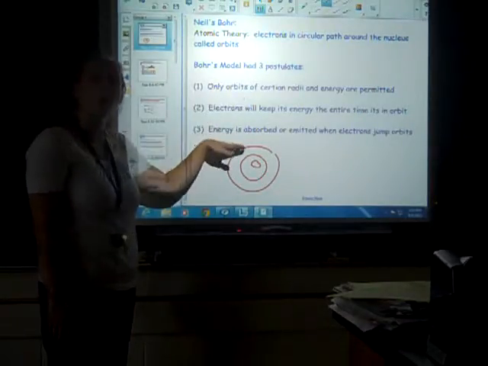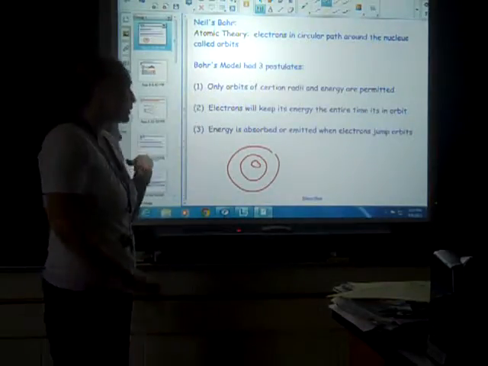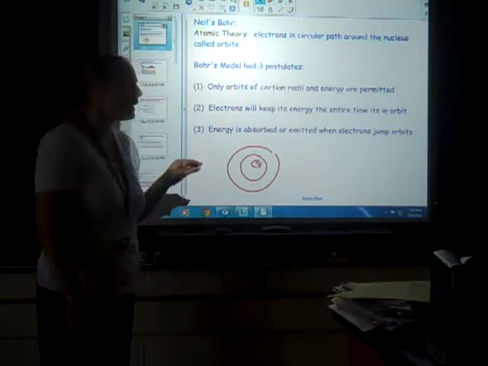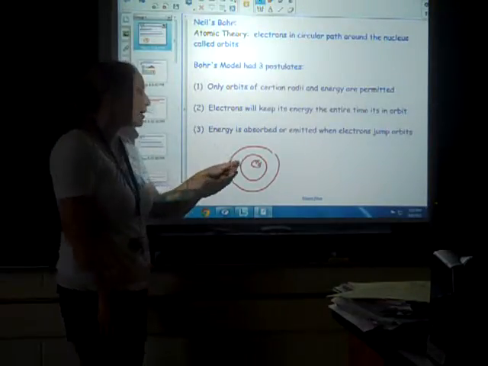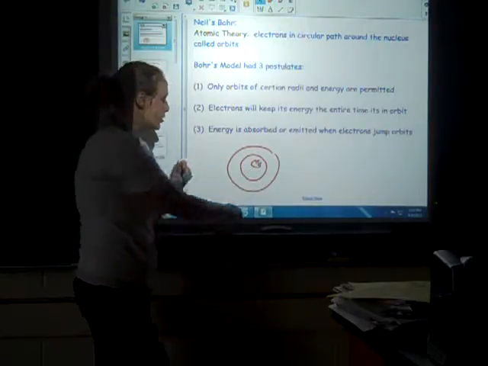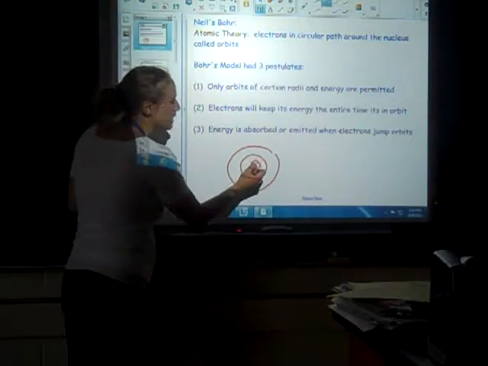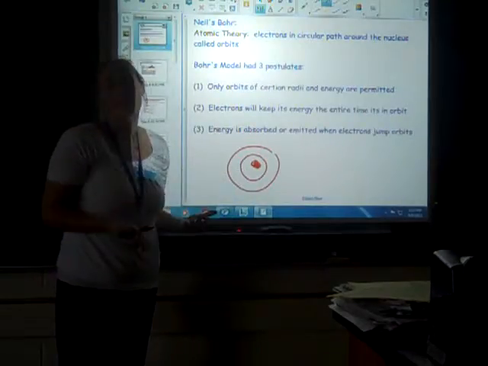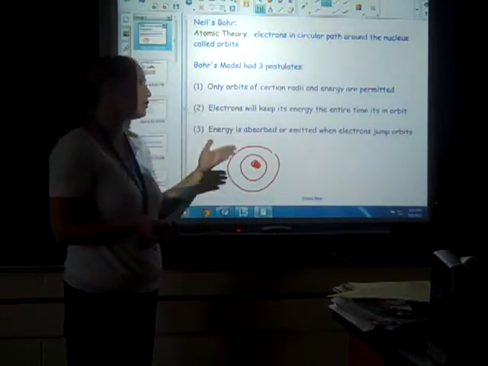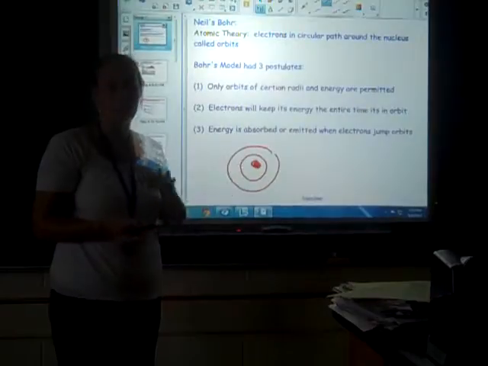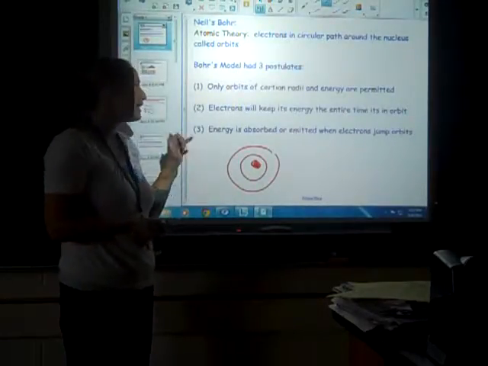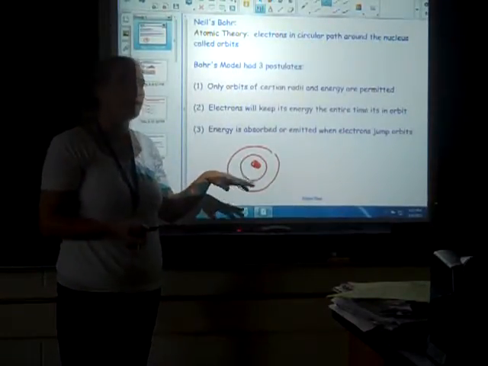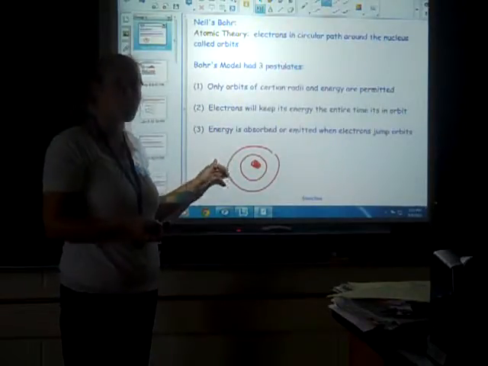He really had three parts to his model. Number one, only orbits of certain radii and energy are permitted. So we talked about the atom is quantized. Those orbits, these rings, can only possess certain energies, okay? And when the electron is in that orbit, it must maintain that energy. Number two, electrons will keep the energy the entire time it's revolving in its orbit. And number three, energy is absorbed or emitted when an electron jumps from one orbit to another.